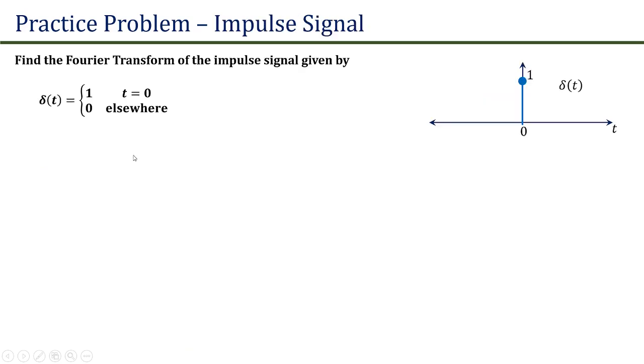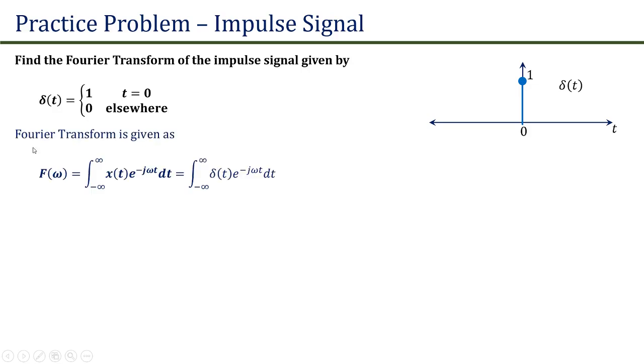Now let us consider another practice problem where we are required to determine the Fourier transform of an impulse function where delta(t) is equal to 1 for t is equal to 0, otherwise it is 0 for all the time. Now according to the Fourier transform, F of omega is equal to integral from minus infinity to plus infinity x of t into e raised to power minus j omega t dt. If we consider this delta function in this Fourier transform calculation, this is not an integrable function.